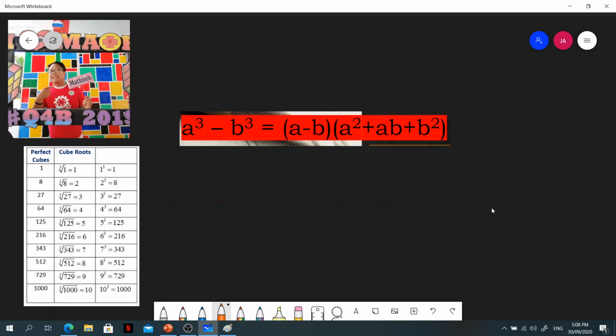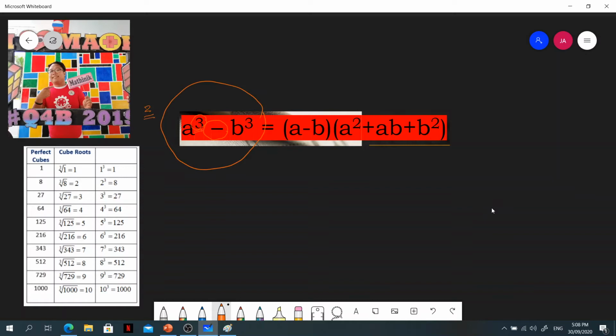Okay? So, ito yung given, ganito yung itsura niya. Isa siyang binomial, and then may minus. Para rin siyang difference of two squares. Yun nga lang, sa difference of two squares, ito ay naka-squared. But, sa difference of two cubes, ito ay syempre naka-cube. Ano yung naka-square? Yung 2 lang ang nakikita natin. Nakita ang pagkakaiba? Sa difference of two squares, squared. Sa difference of two cubes, cube.